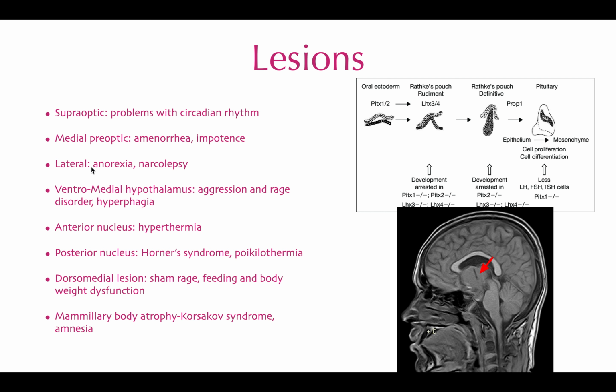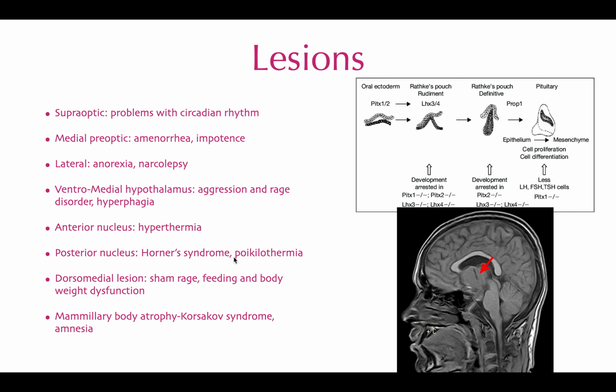A lesion in the lateral nuclear region is going to lead to anorexia along with narcolepsy. The ventromedial hypothalamus is going to result in aggression, rage disorder, along with hyperphagia. So this is going to be excess eating. A lesion in the anterior nucleus is going to cause hyperthermia. The set point of the body temperature is going to be unnaturally high. A lesion in the posterior nucleus is going to result in Horner syndrome.